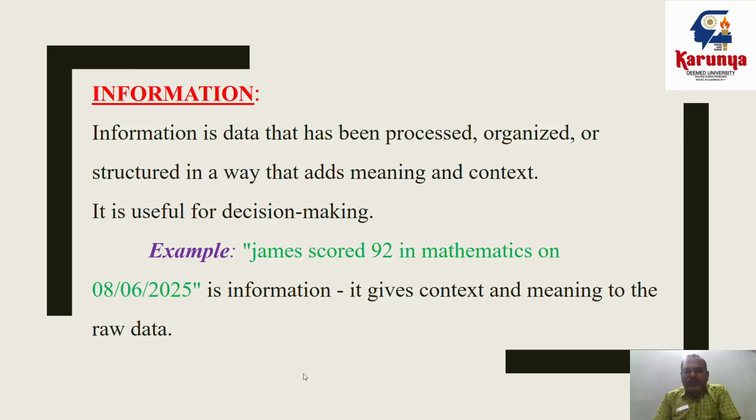The data is a raw and unprocessed one. But when you compare it with information, information is data that has been processed. That is the main thing. There we have unprocessed data. Here we have processed data, which means not only processed, it is organized or structured. So we have to add meaning and context, which means we can easily take some decision with the data.